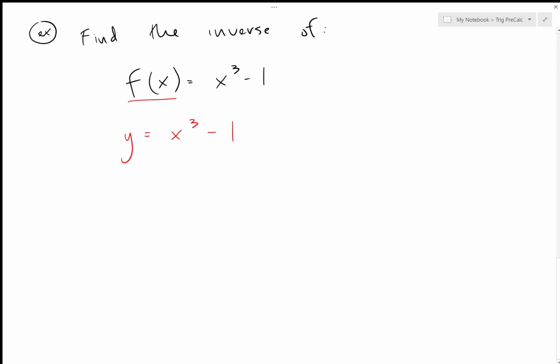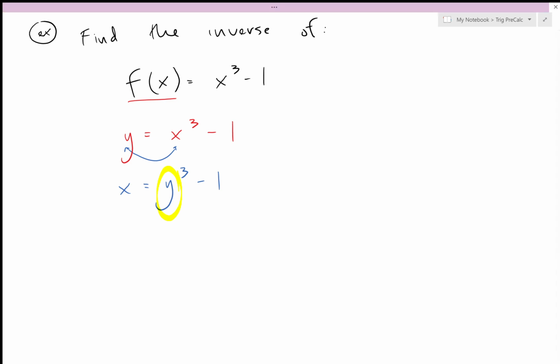We're going to take the x and the y. Remember, they're interchangeable when we're finding inverses. We can flip them. So we've got x equals y cubed minus 1. And now the name of the game is isolate y. So I want to solve for y. All right, first step is add 1 to both sides. X and 1 don't really combine together, but we can just write it as x plus 1 equals y cubed.